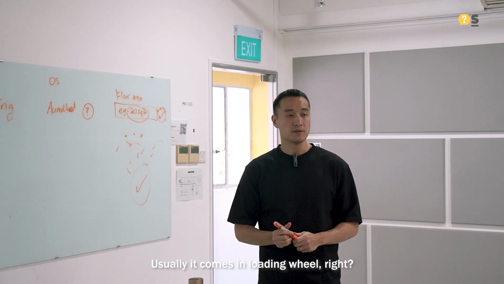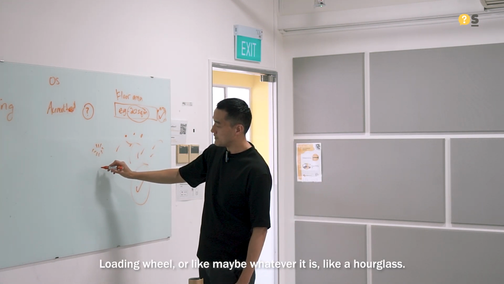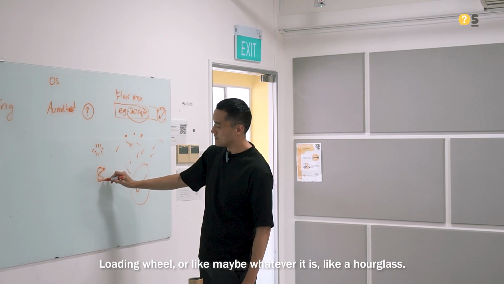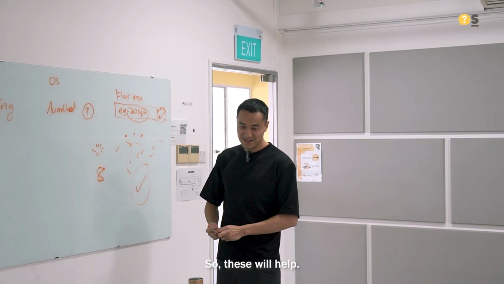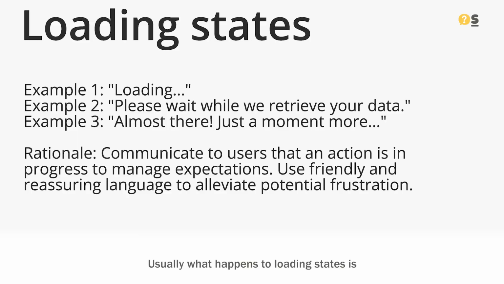Usually it comes in a loading view, for UI, which is like this. A loading view, or maybe an hourglass. Oh, my drawing is terrible. But this will help. Usually with loading states you can put in some creative copy because it's not very important. There's nothing the user can do. They just need to wait.